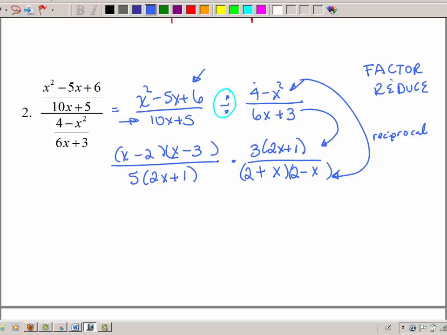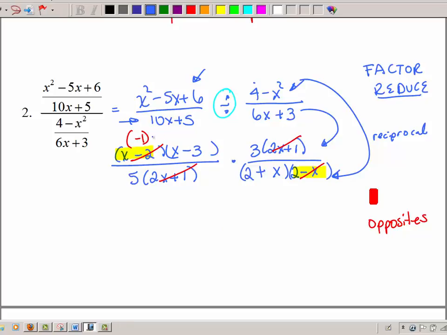Now I'm ready to start reducing any common factors. Let's see, do you see anything we have? Oh yeah, 2x plus 1 and 2x plus 1. Anything else? Hopefully you're noticing that x minus 2 and 2 minus x are opposites. We've talked a lot about that. They are opposites. So when we reduce opposites, what's left? A factor of -1. So now I think we have reduced everything we could.